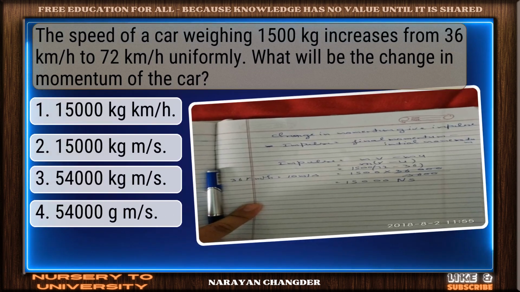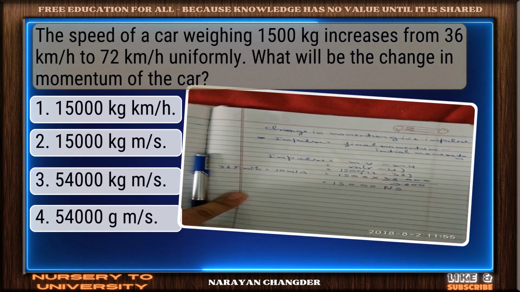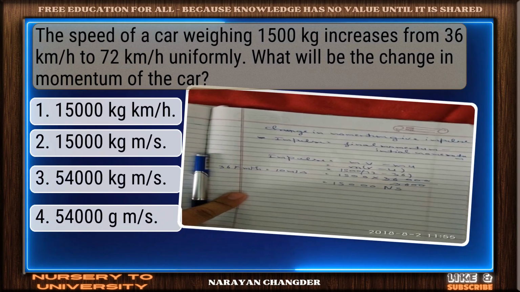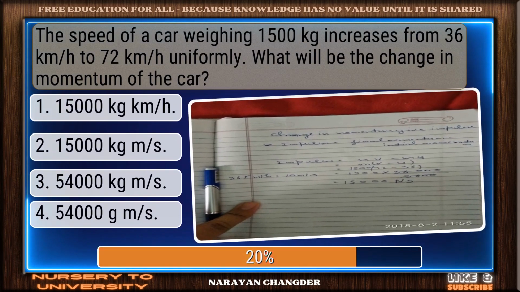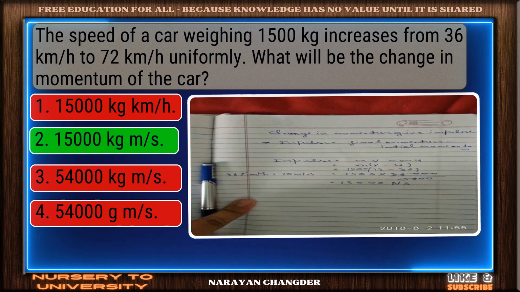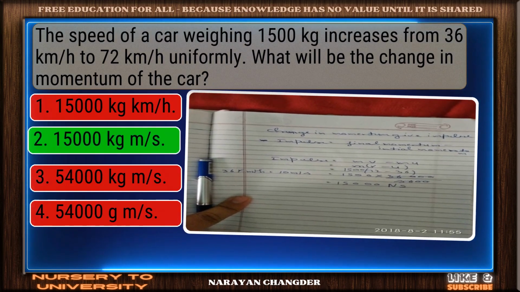Question number 67. The speed of a car weighing 1500 kg increases from 36 km/h to 72 km/h uniformly. What will be the change in momentum of the car? Sharp thinking. 15,000 kg m/s is the right choice.